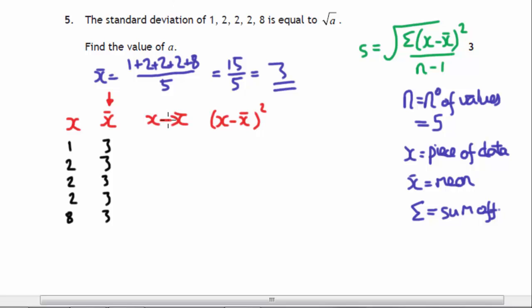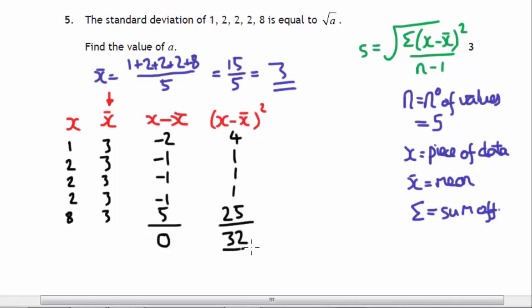So x minus the mean, so 1 minus 3, that's minus 2 there, that's minus 1, that's minus 1, that's minus 1, that's 5. Now, here's something that will tell you if you've done it right. If you add up all these numbers together, you should get a 0 there. Once you've got these values, we then want to square it, because it's x minus the mean squared. So minus 2 squared is 4, that's 1, that's 1, that's 1, and that's 25. So we've got this bit. To get all of this bit, we just add them all together. If you add all these together, that gives you 32.